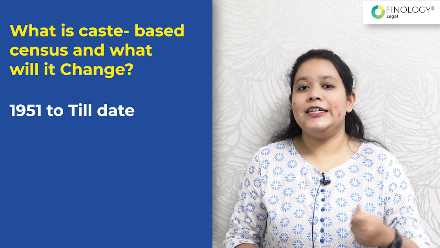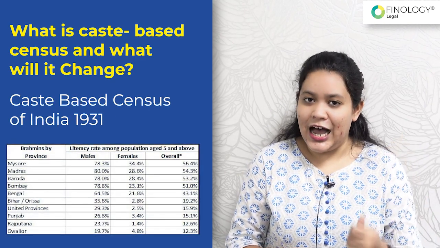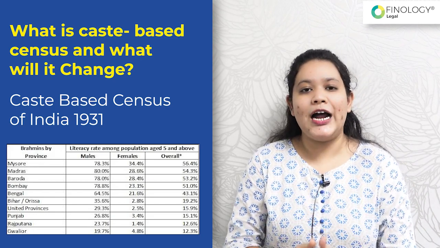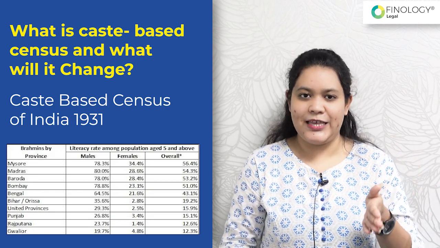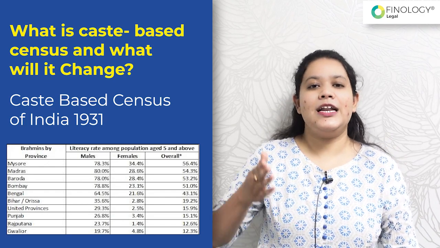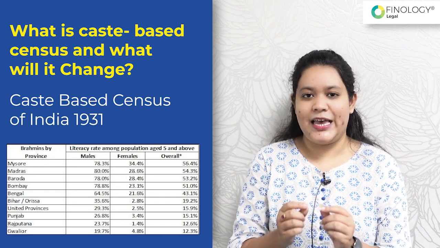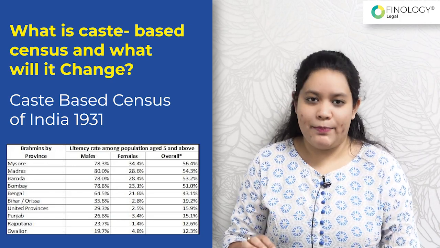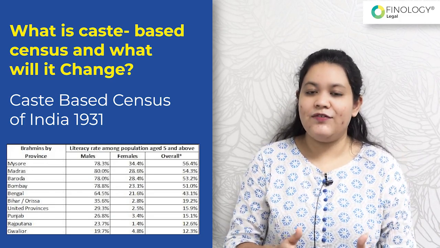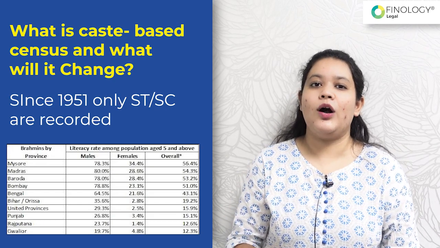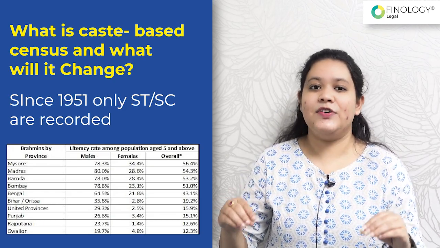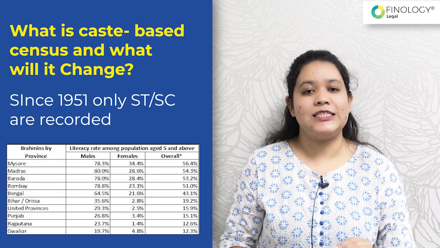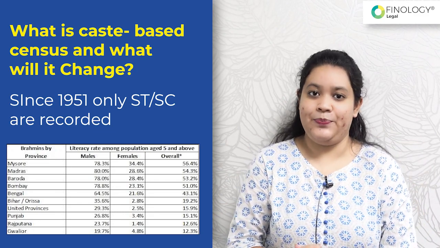In the year 1931, it was the last time that a caste-based census was published. So, until 1931, a caste-based census was there. In the year 1941, a caste-based census was taken, but it was not published. And from 1951 till date, we are not recording any estimate with regard to the population of the OBC category or any other caste except for SC and ST.